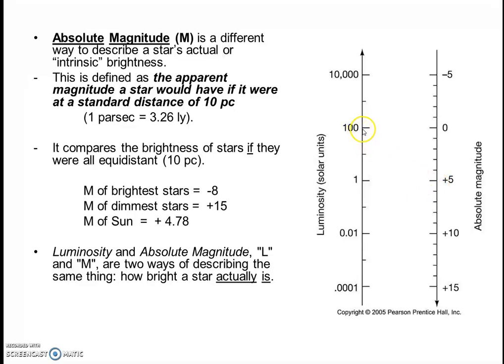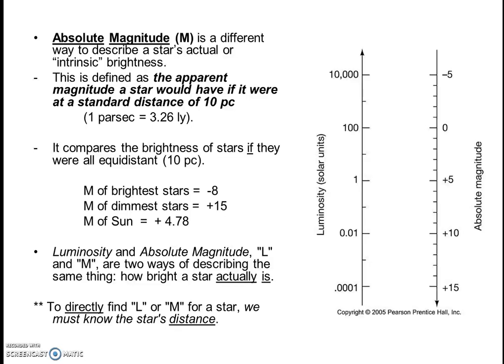100 solar luminosities would be a 0 absolute magnitude, and 10,000 solar luminosities would be a -5 magnitude. And that's because a difference of 5 magnitudes is a factor of 100 times the brightness. So that means a 0 star is 100 times brighter than a +5, and a -5 is 100 times brighter than a 0, and a -5 would be 100 times 100, or 10,000 times brighter than a +5. Okay?